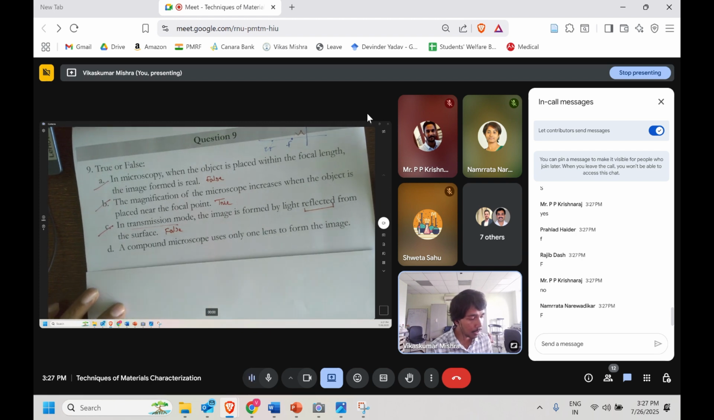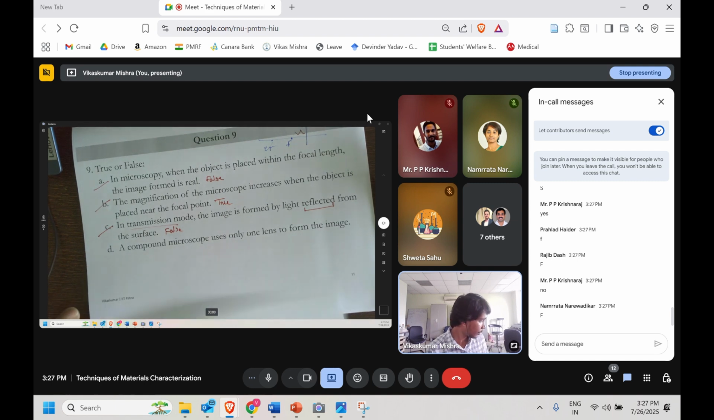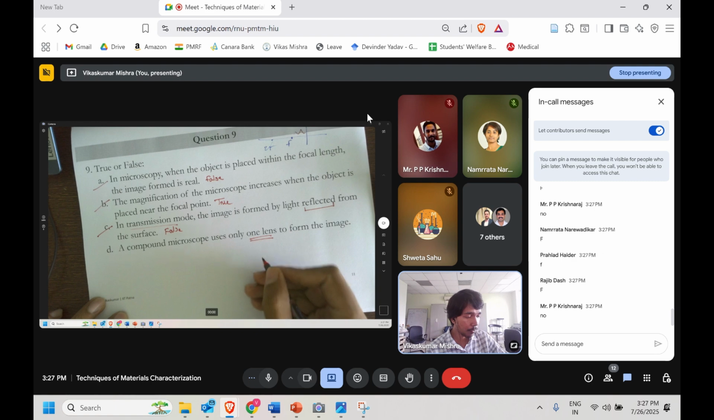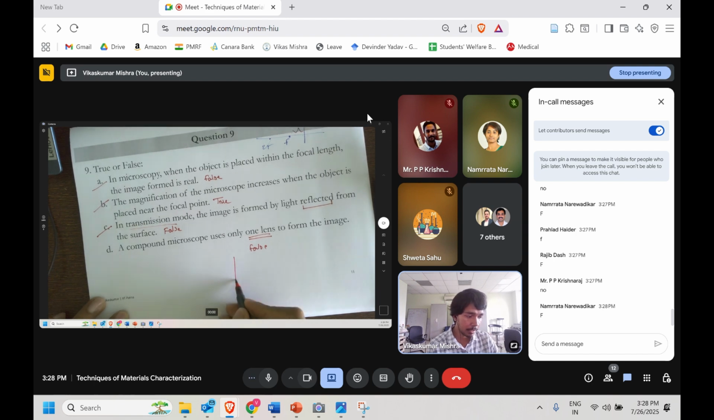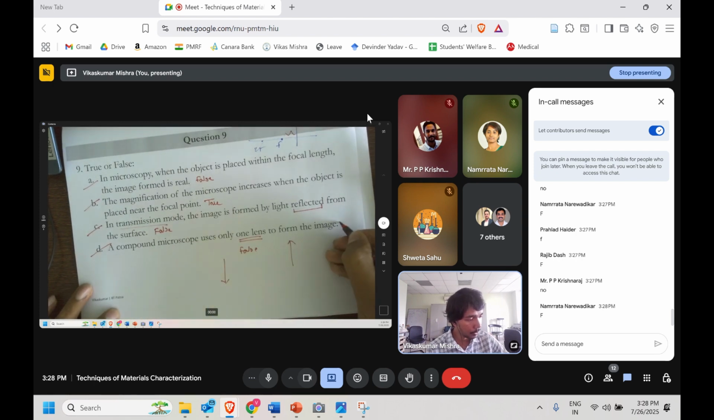Very good. The compound microscope uses only one lens to form the image. Will it use only one lens? False, right? The reason is that if we use only one lens, we will get the inverted image. What we want is the erect image. So more than one lens. It can be two. It can be even more than that. So with that, it's false.